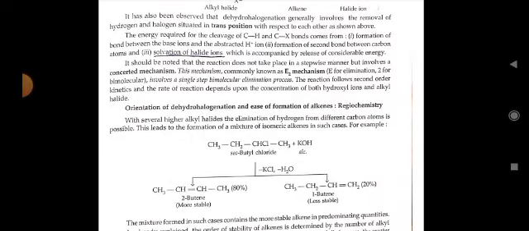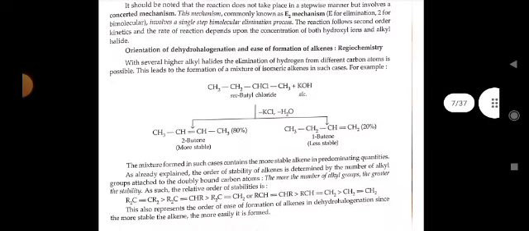It should be noted that the reaction does not take place in a stepwise manner but involves a concerted mechanism. This mechanism, commonly known as the E2 mechanism, E for elimination, 2 for bimolecular, involves a single-step bimolecular elimination process. The reaction follows second order kinetics, and the rate of reaction depends upon the concentration of both hydroxide ions and alkyl halides. Orientation of dehydrohalogenation and ease of formation of alkenes: regiochemistry.